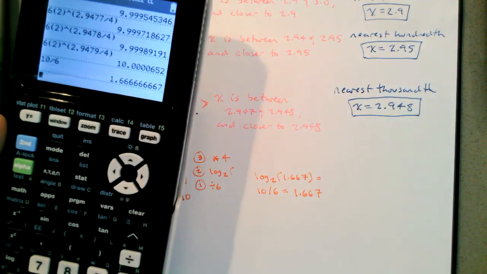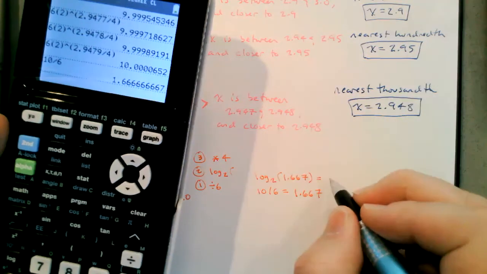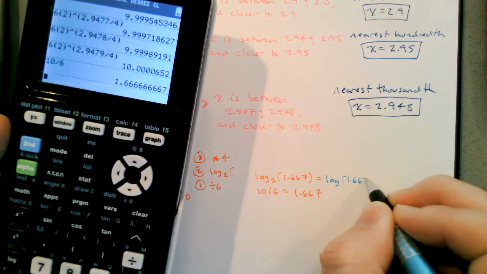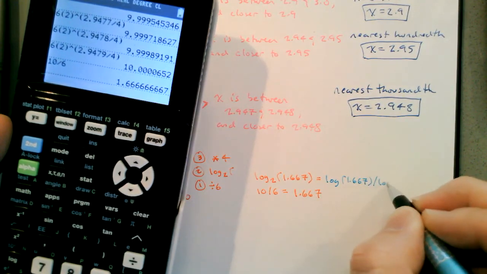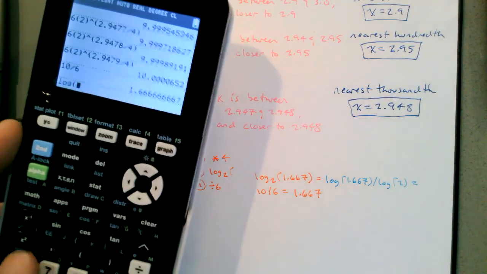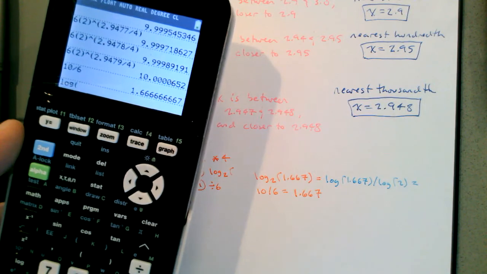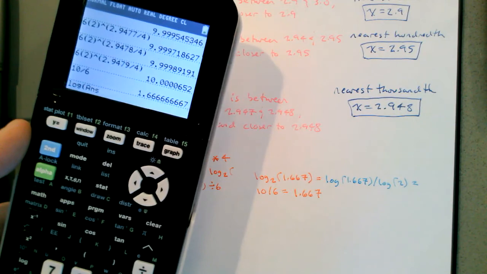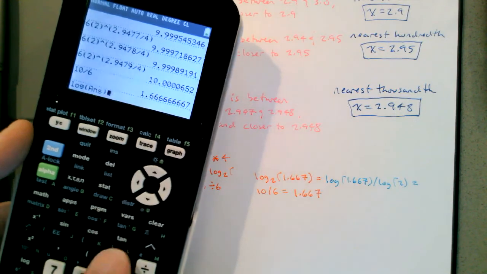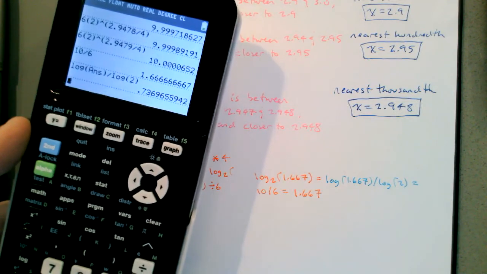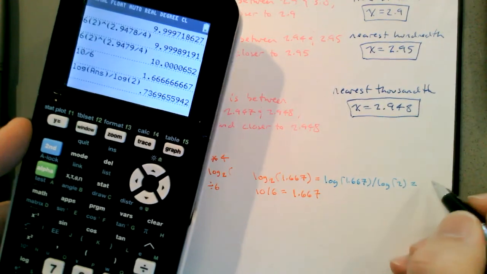So we have to remember our change of base formula. That means we'll do the calculator log of 1.667 divided by the log of the old base, 2. Now, I don't want to round this off, so I'm just going to put second answer, because my calculator right now has a 1.66667 on it. And I'll divide that by the log of 2. And we're at 0.7369, 0.737 we'll call it.